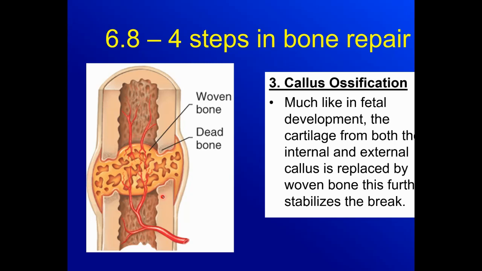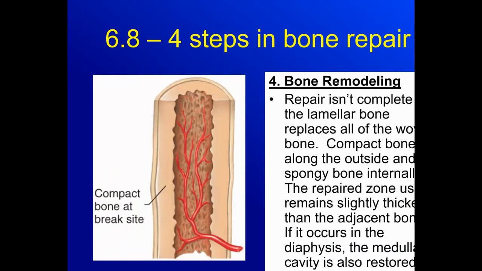You'll also notice that the bone at the ends here is kind of dark. That's because it's dead. Remember, I cut off the blood supply. So I've got to clean all of this up. So much like in fetal development, the cartilage from both the internal and external callus is replaced by woven bone. This further stabilizes the break. Let's face it, cartilage is pretty bendy, but now that I've got woven bone, it's even better splinted. It's actually holding better.